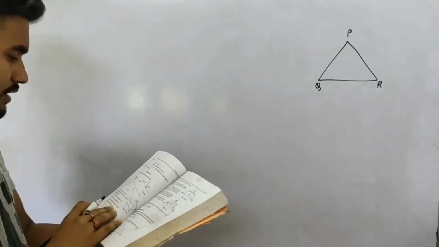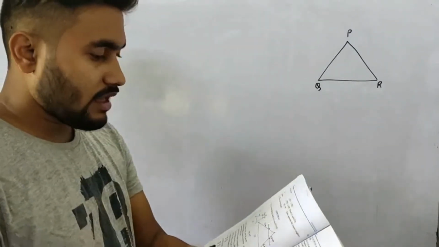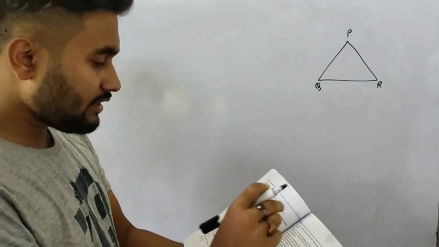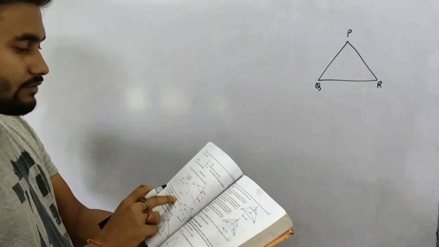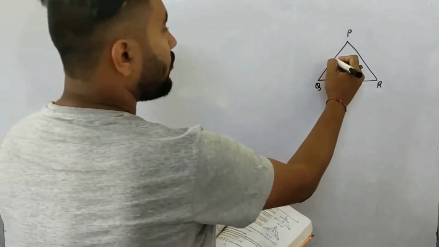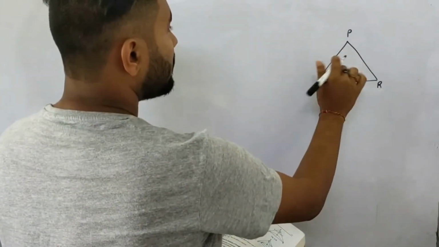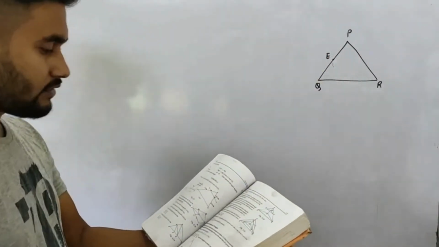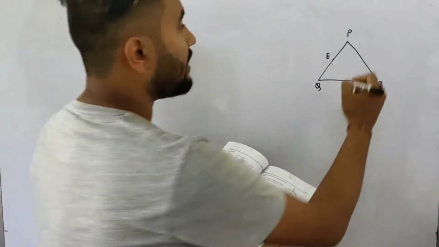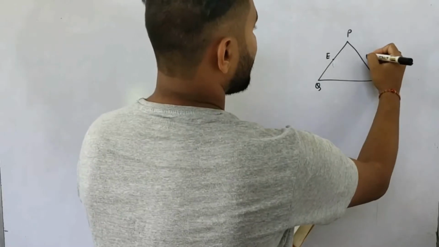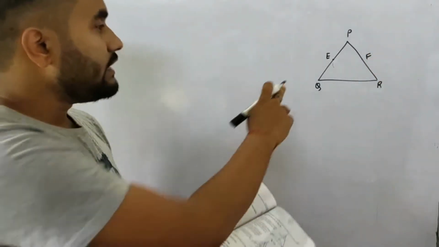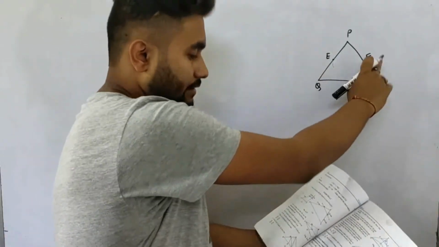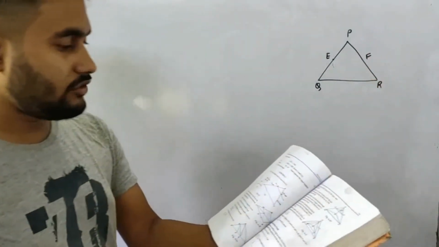Now what it is said: E and F are points on the side PQ. The point E is on this side PQ, and F will be on this side PR. So you see, E and F are points on these sides PQ and PR of triangle PQR.